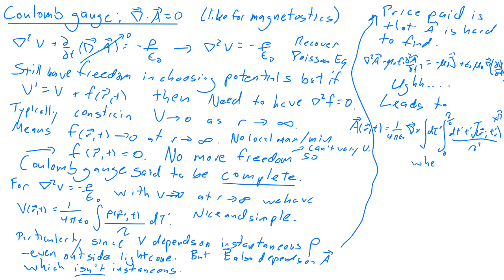where that t sub r is what we call the retarded time. It is the time, but we have to go backwards by any time that would be required to travel at the speed of light.